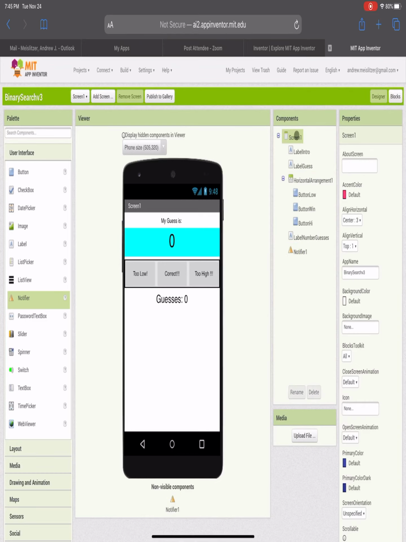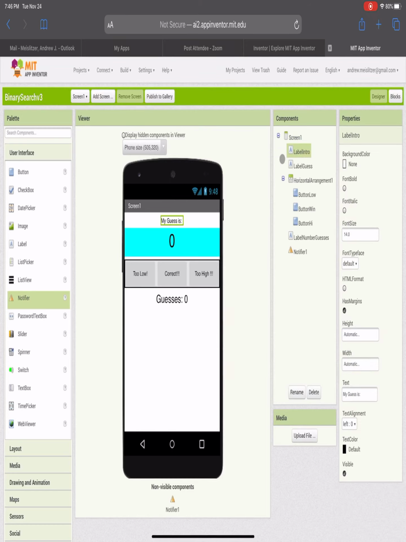What I did first is I went to Screen1, and I switched the align horizontal to center because I want to have everything in here center justified. The next thing that I did was I went over here to the left and I grabbed the label. I dragged the label and dropped it at the very top here, which I named label intro. And then all I did was I went over to the text area here and, rather than text for Label1, I got rid of that and I typed in "my guess is :" and then left it like that.